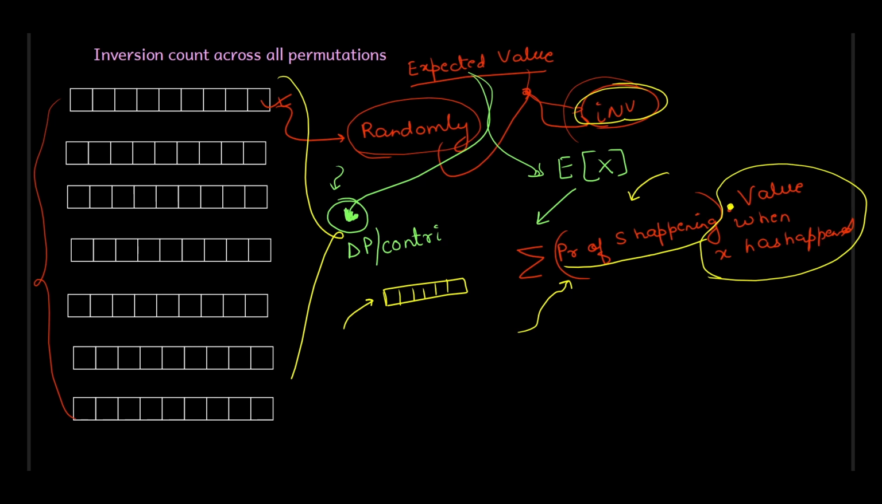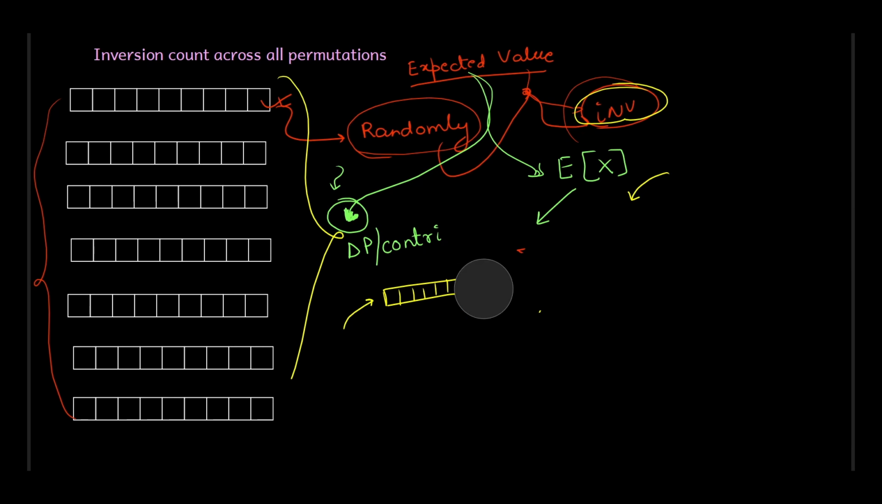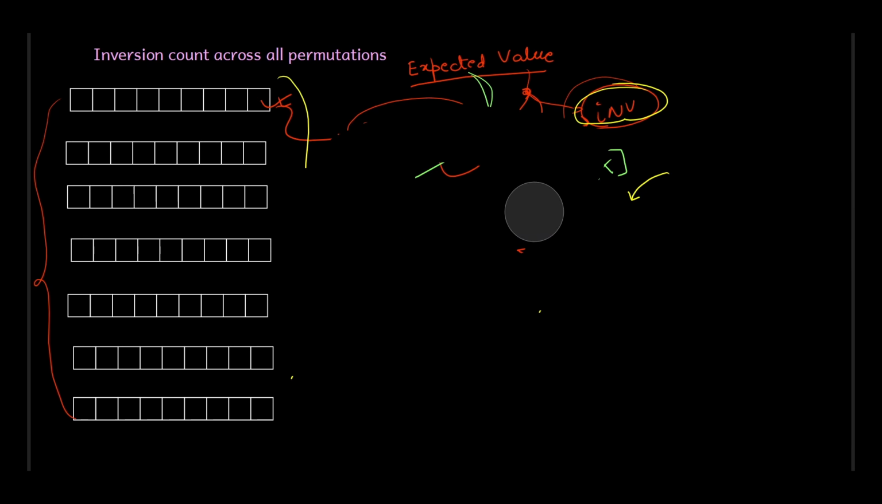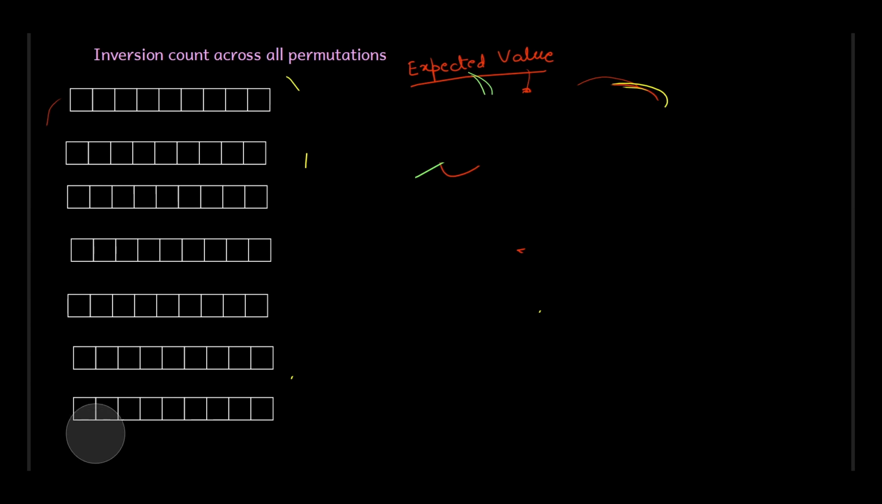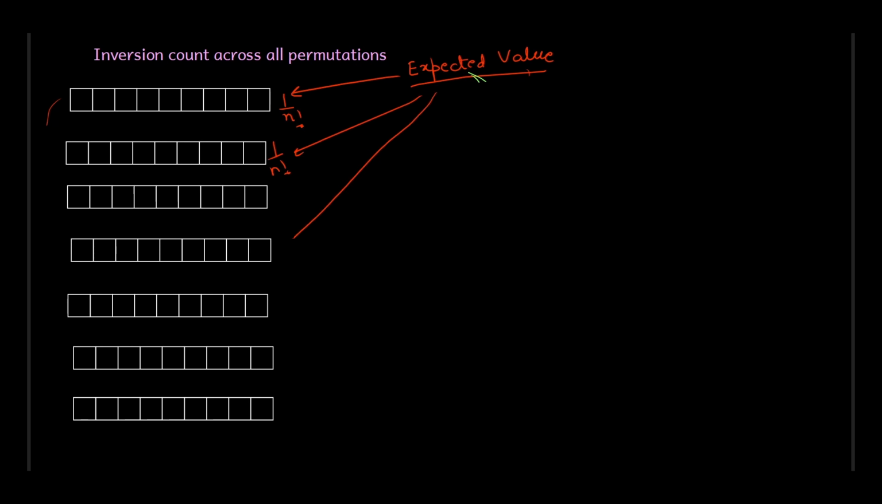So how can you apply this technique over here? You will see that if you want to find out the number of inversions across all the permutations, then what is the probability that your permutation is this one? The probability is simply 1 upon n factorial. What is the probability that the permutation is this one? It is simply 1 upon n factorial. What is the probability that the permutation is this one? It is simply 1 upon n factorial.